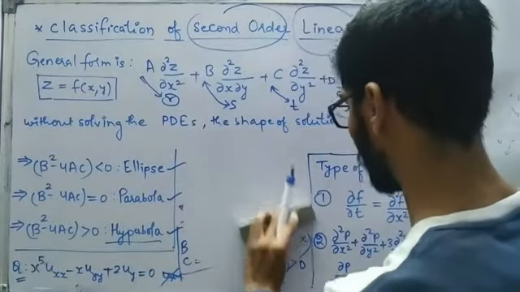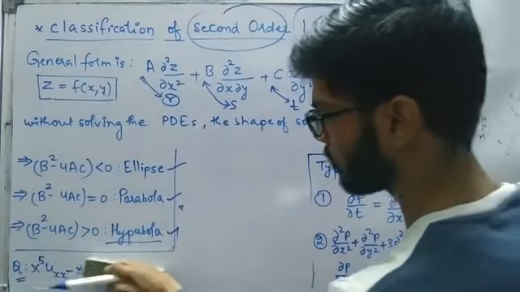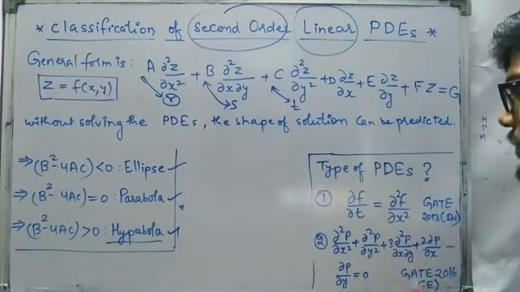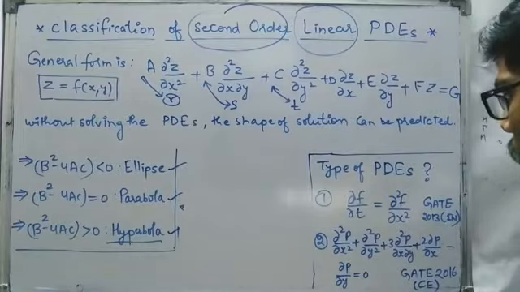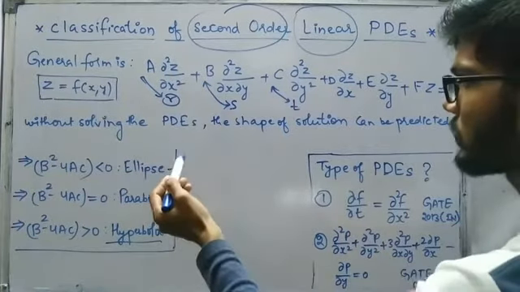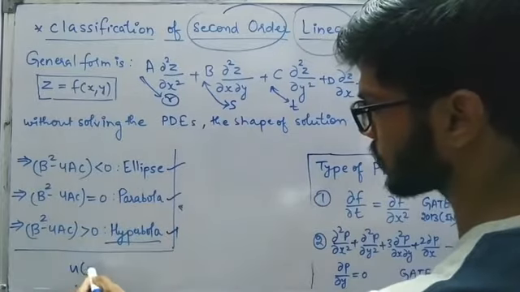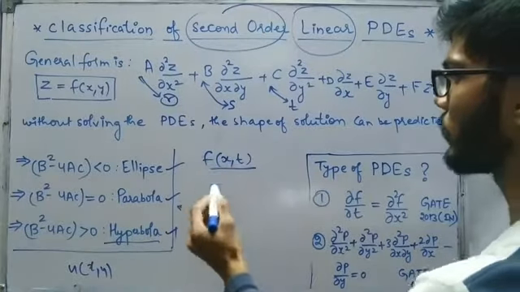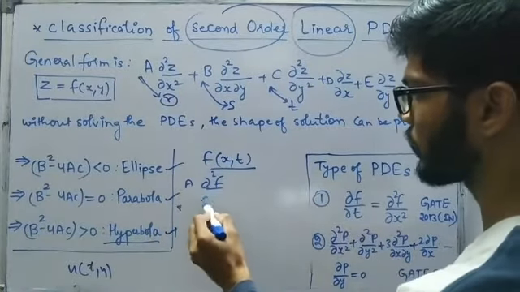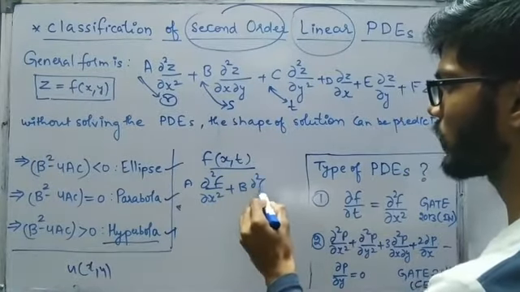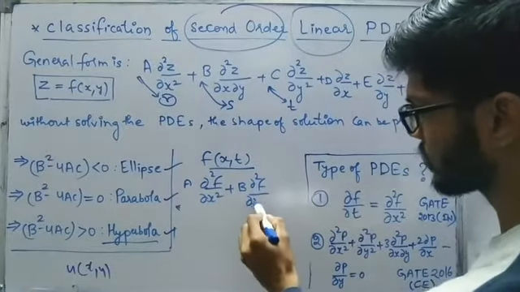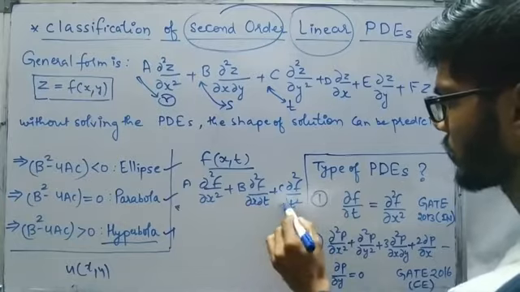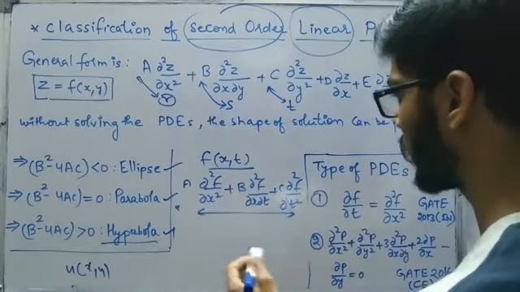And now let us have a look at two problems asked in GATE previous years. The first problem is on the type of partial differential equation: dou f by dou t is equal to dou 2 f by dou x2. Now again, here instead of z as a function of x and y, or u as a function of x and y, we have f as a function of x and t. So a dou 2 f by dou x2 plus b dou 2 f by dou x dou t plus c dou 2 f by dou t2, and we need not worry about other terms. We just have to compare with this and write the values of a, b and c.